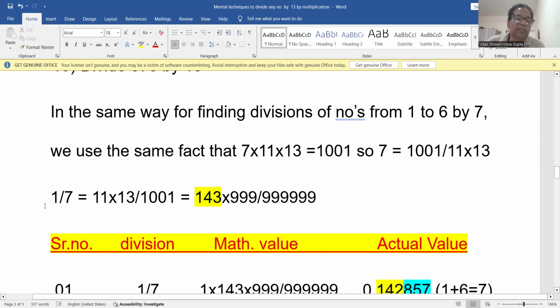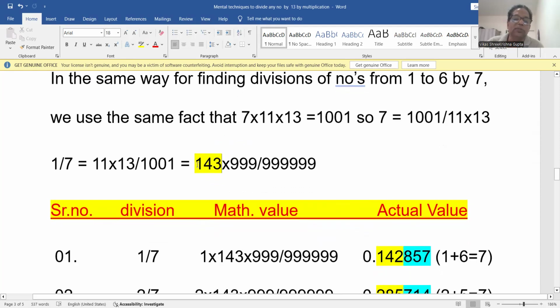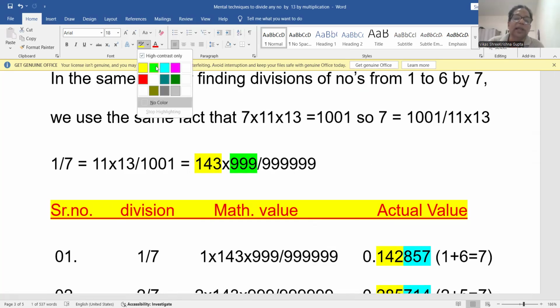So 7 is equal to how much? 1001 upon 11 into 13. 1 by 7 will be the reverse of this. It will be 11 into 13 divided by 1001. And 11 into 13 is 143. And 1 upon 1001 is 999 upon 999. So I have to remember these two numbers only. Just focus on these two numbers, 143 and 999. For the time being, forget the number 999. It is just to make it a recurring decimal.